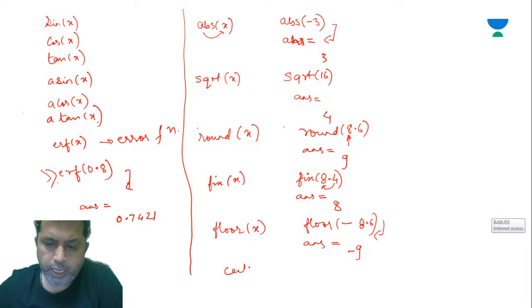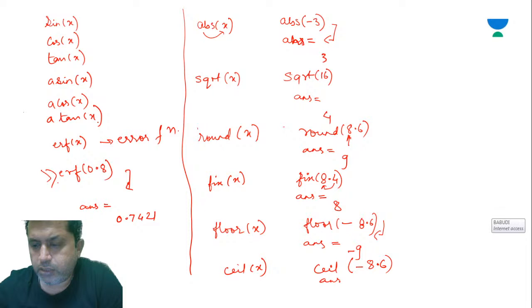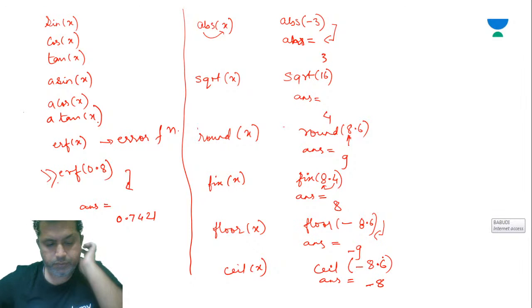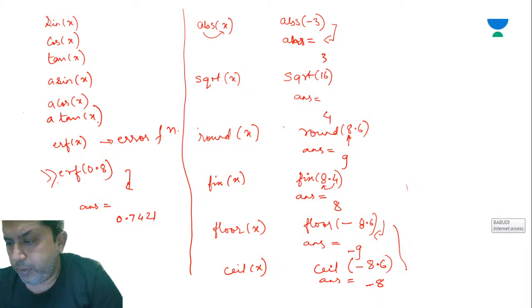Ceil x. Okay. It rounds the value towards plus infinity. Minus 8.6, rounded towards plus infinity, the answer is minus 8. Now how are these two coming? Let us see. This is the xy axis, minus infinity, plus infinity.